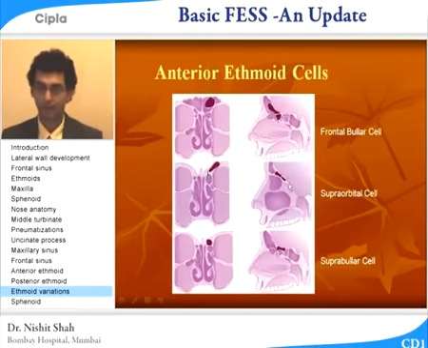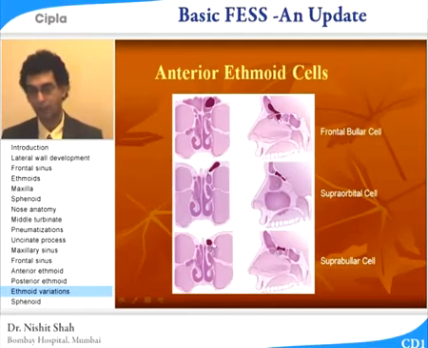This is what it looks like on a sagittal cut. And finally, talk of suprabullar cells. All cells above the bulla, in conjunction with the skull base, are suprabullar cells. You may have one cell, as you can see here, or you have multiple cells.